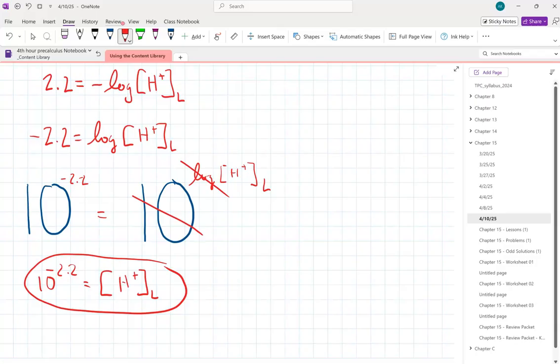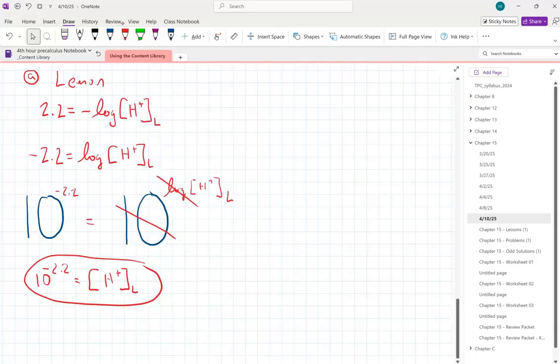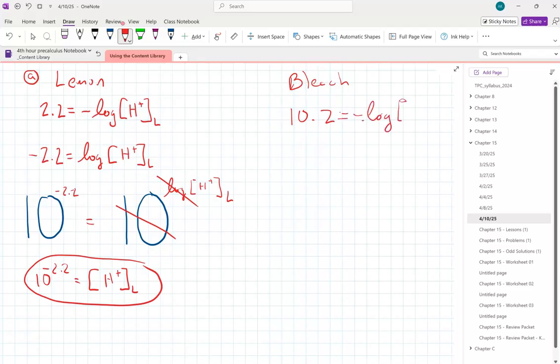Everybody feel good there? For the bleach, we set up the same way. Is everybody clear the algebra steps are going to be identical? Okay, then I'm going to skip the algebra.